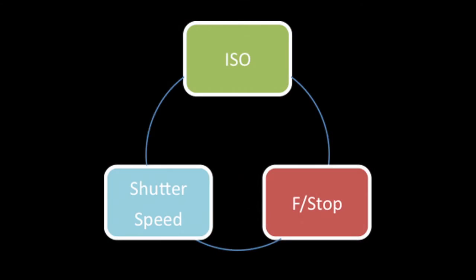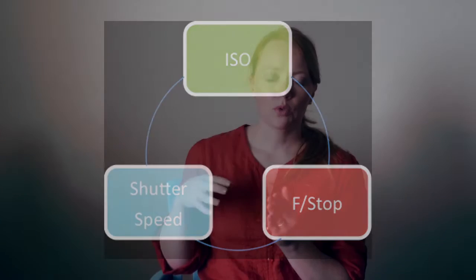What is the exposure triangle? Basically, the exposure triangle are three ways that light affects your camera and enters your camera to create the perfect exposure. So, for example, in the exposure triangle, we have ISO, aperture, and shutter speed. Those three things work in tandem to create the perfect amount of light hitting your sensor in your camera.